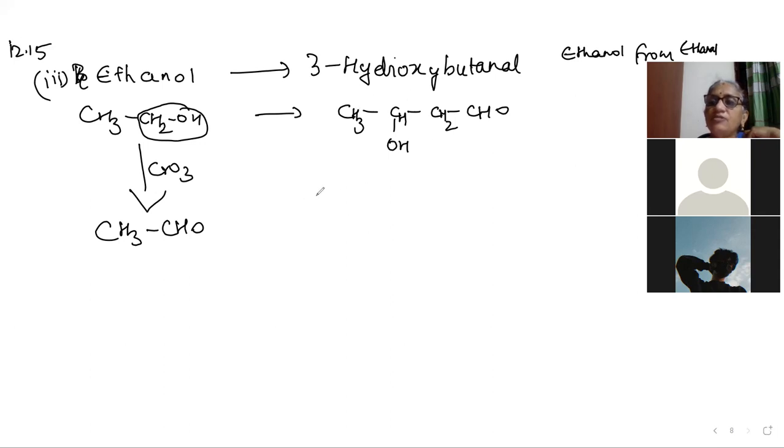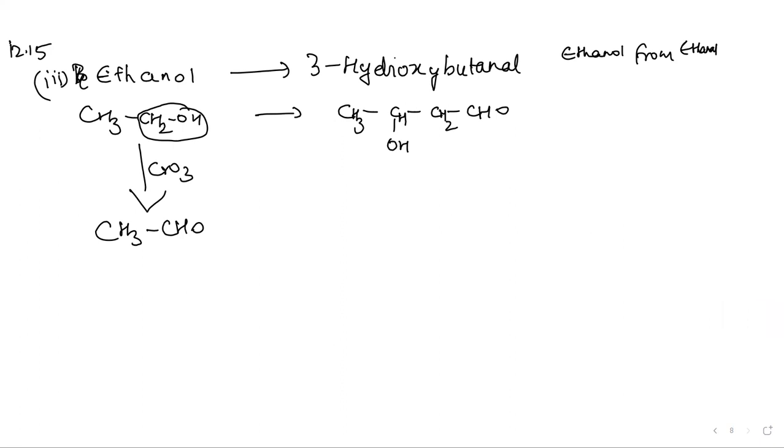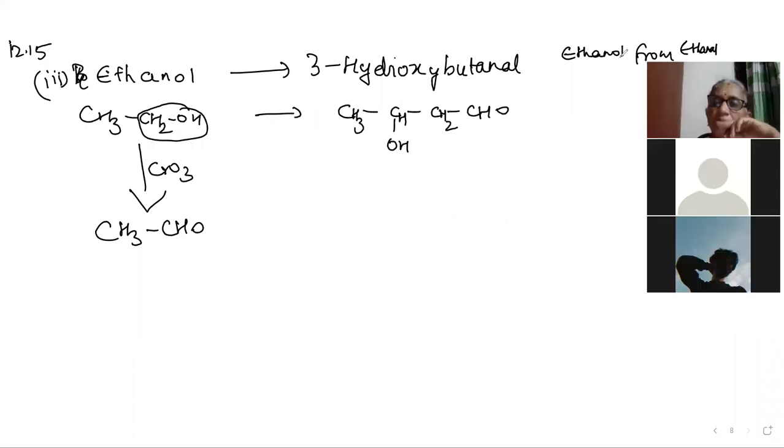Tell me the reagent first. What is the name of the reaction? It's a name reaction, and what reagent do you use? Yes. Ethanal to 3-hydroxybutanal. How will you convert? It's just a one step conversion. Condensation, and the reagent is dilute NaOH.